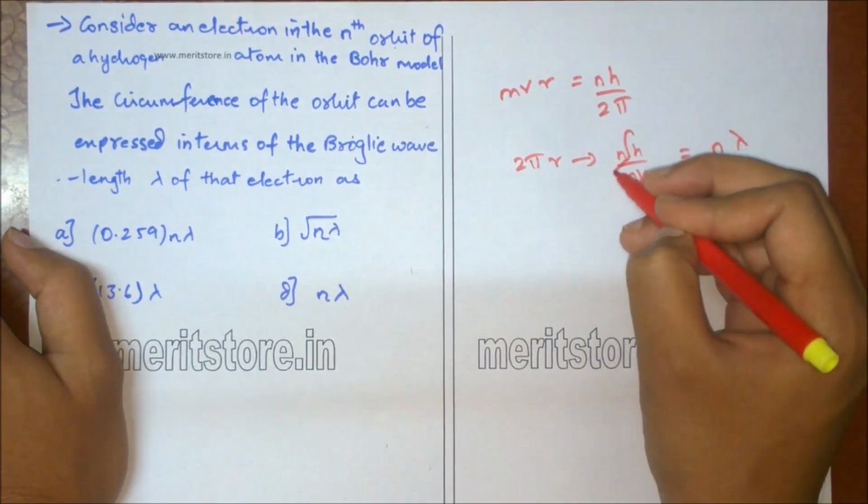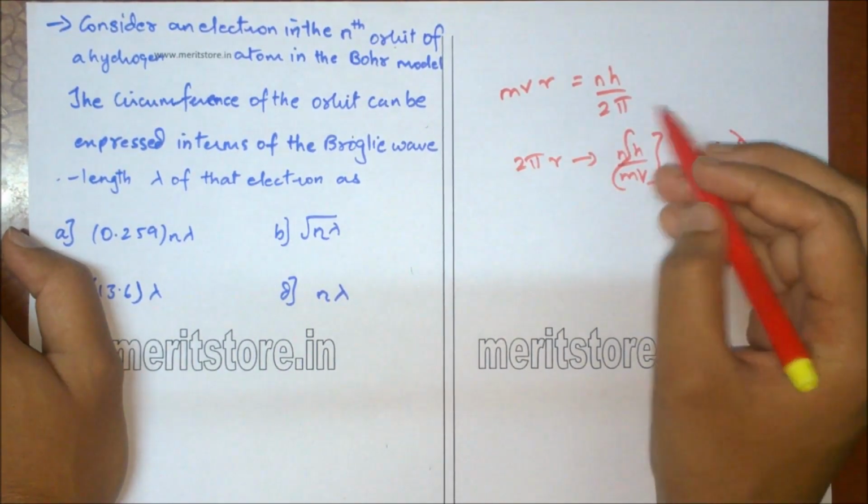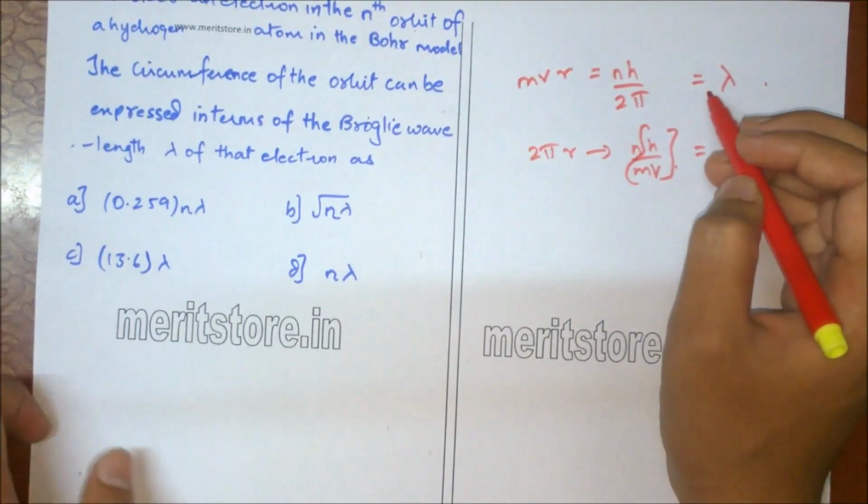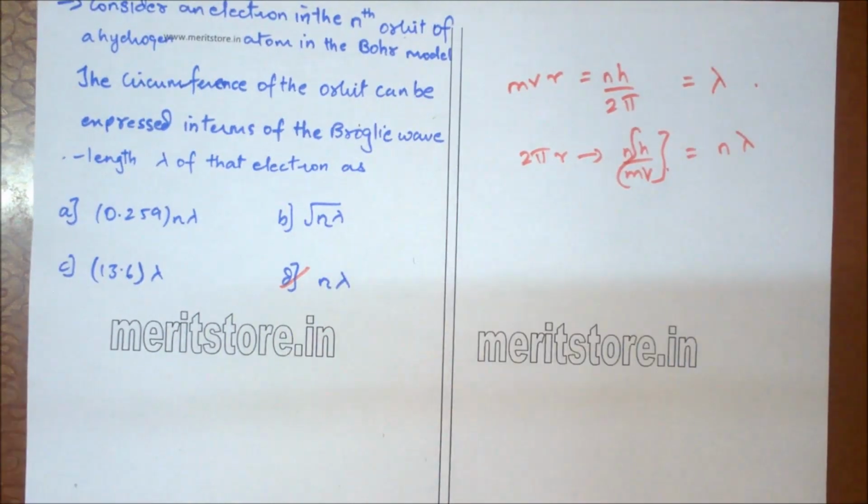h upon mv can be substituted by lambda, which is the de Broglie wavelength. So option D is the correct answer.